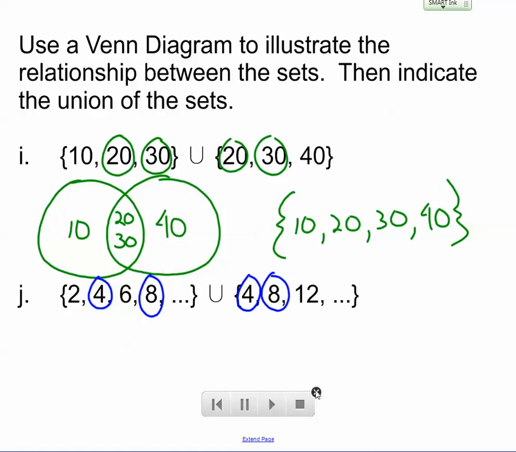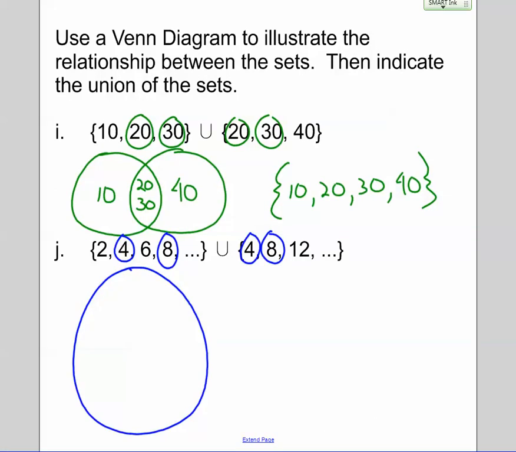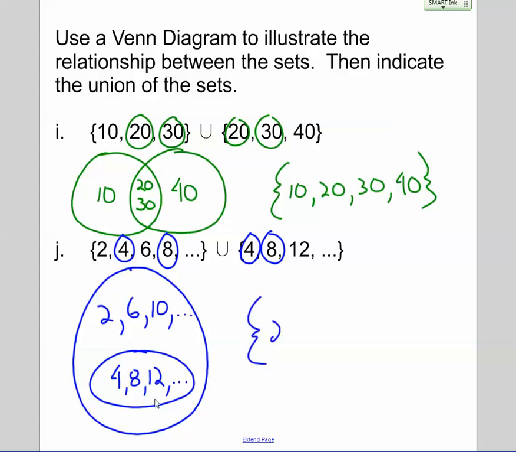So this Venn diagram is kind of crazy looking too, in that the set 4, 8, and 12 is totally inside the 2, 4, 6, 8. So you can see I kind of adjusted it. The union is just the first set, 2, 4, 6, 8, and so on. So again, I took this second set. It fits totally inside the first. I think you'll agree with me that it does.